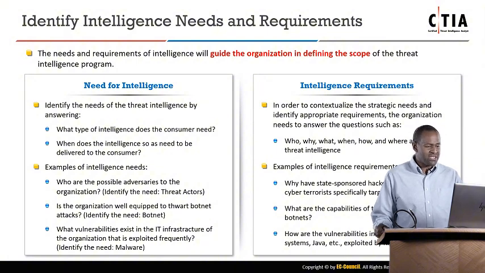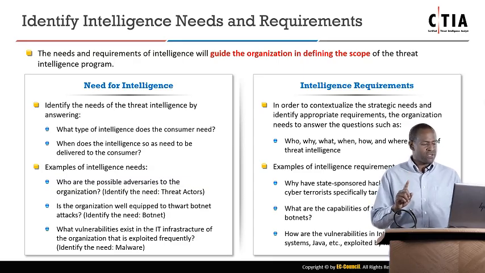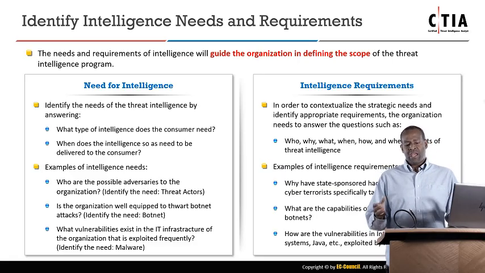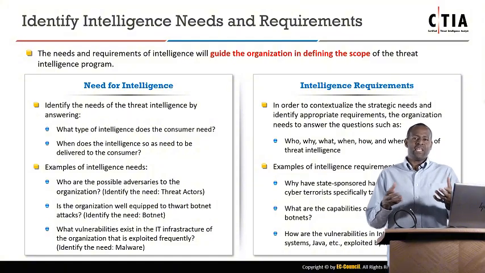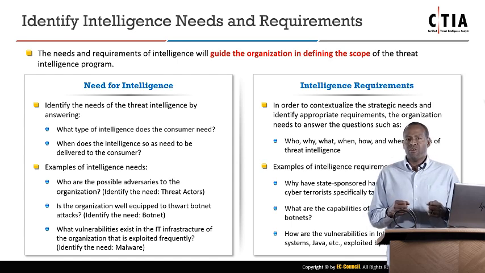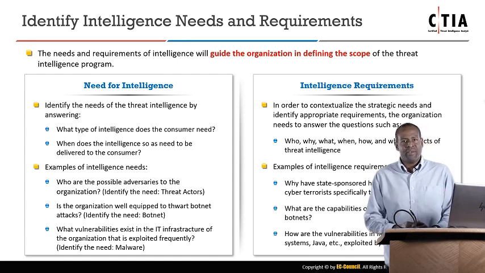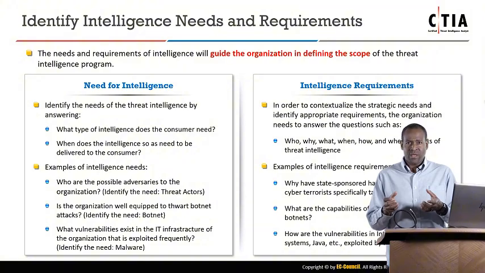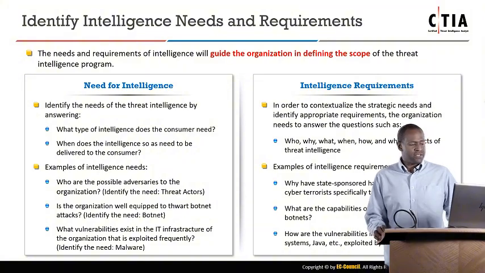We want to identify the needs of the threat intelligence by answering a couple of questions. The first question we want to answer is, what type of intelligence does the consumer need? And what we want to do is avoid TMI, too much information. So if a manager, or maybe even let's take it down a little bit further, a team member in your cybersecurity threat intelligence assessment team gets a 500-page report with a whole lot of raw data, how useful is that? How will that team member be able to use that report to effectively counter any threats?